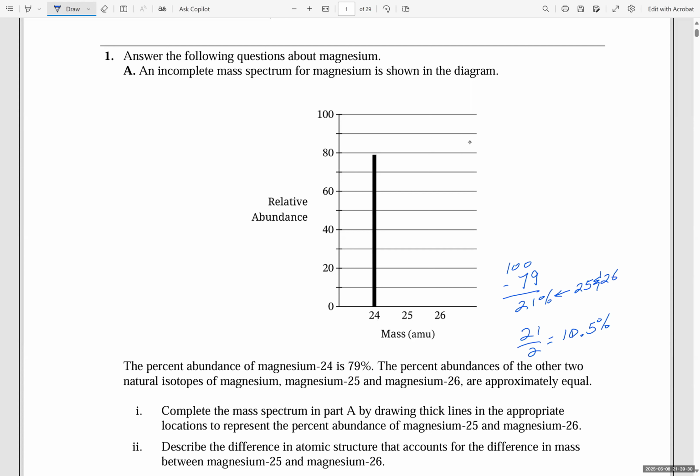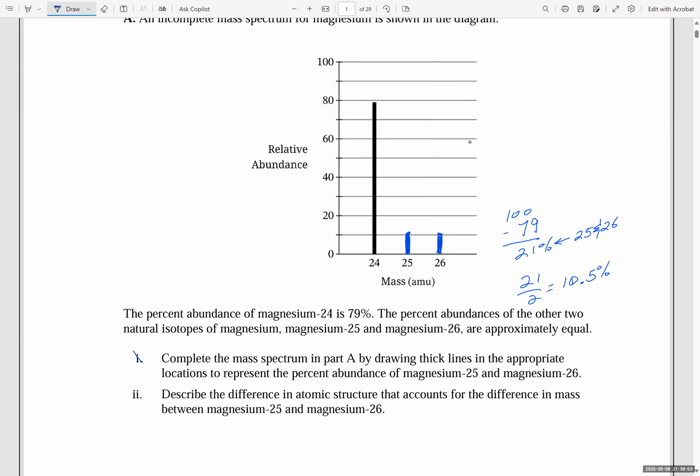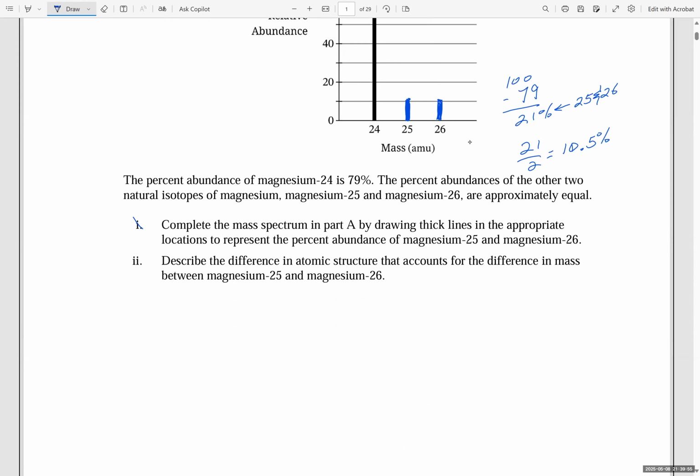So what I'm going to do is, as the instruction says, make a thick line that peaks just over the 10% line. Same goes for 26. I'm going to make a line and just let them know that I am peaking just a bit over the 10%. All right, so part 1 is done. I always tell my students to cross out as you go along so you don't forget things.